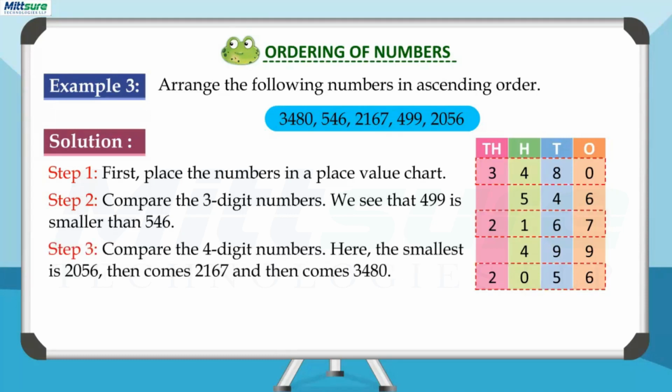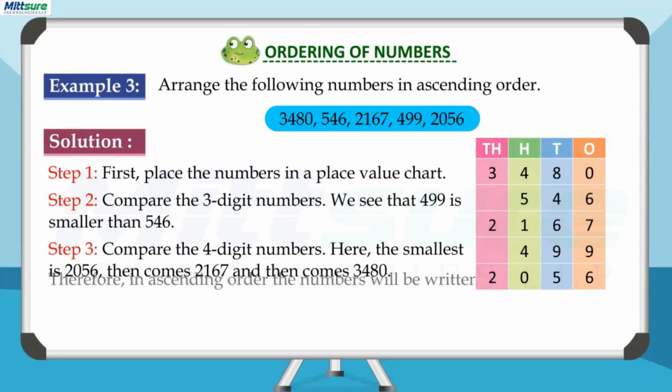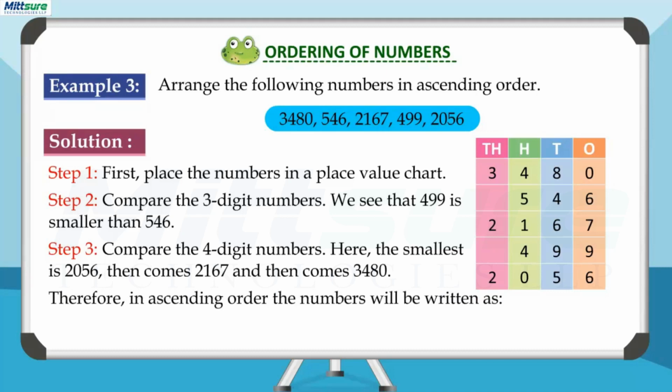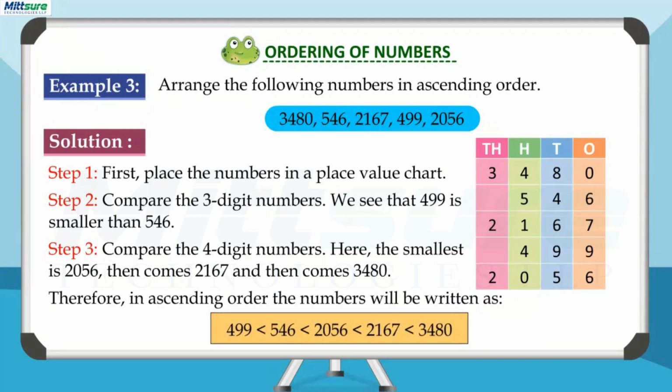Step 3. Compare the four-digit numbers. Here, the smallest is 2056. Then comes 2167. And then comes 3480. Therefore, in ascending order, the numbers will be written as 499 < 546 < 2056 < 2167 < 3480.